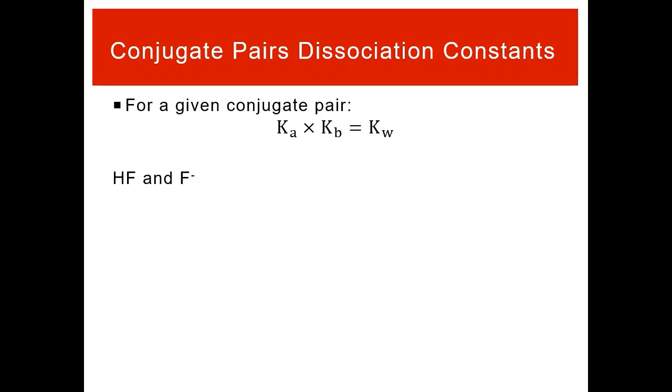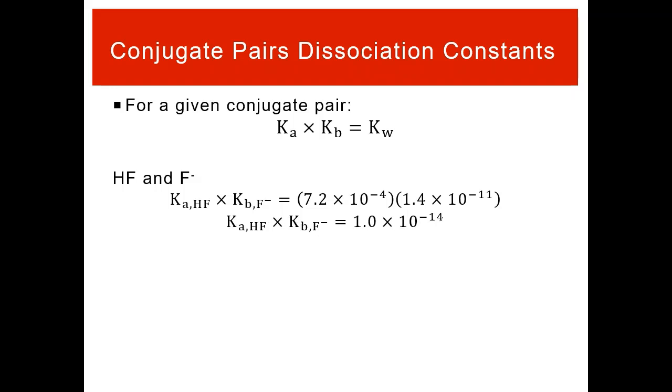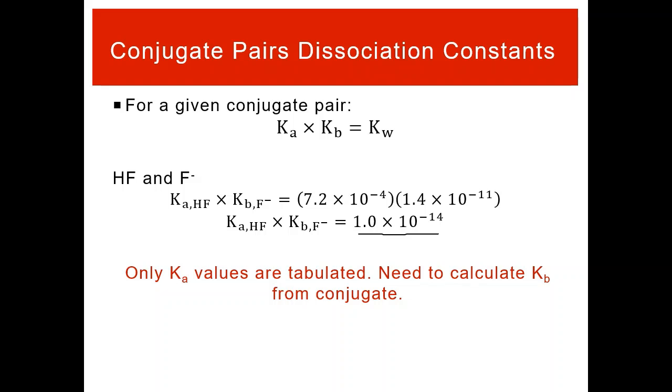And so, for example, if I have HF and F-, the Ka of HF is 7.2 times 10 to the negative fourth. We could look that up. Kb of F-, we can look that up: 1.4 times 10 to the negative 11. We multiply those together, we get 1.0 times 10 to the negative 14th, which is the value for Kw. And so because we have this relationship, we can always predict, if you have the acid, what the conjugate base is, or if you have the base, what the conjugate acid is.